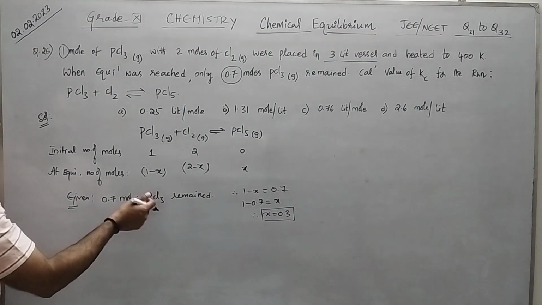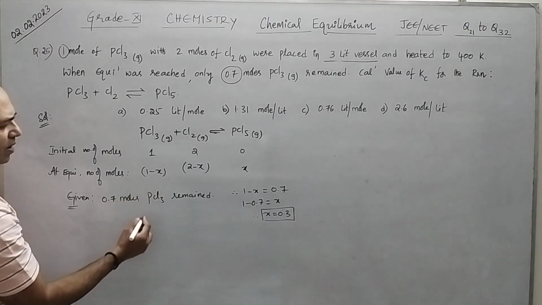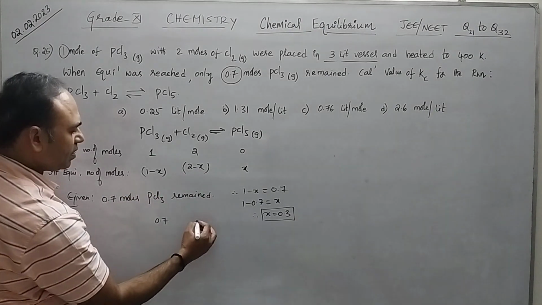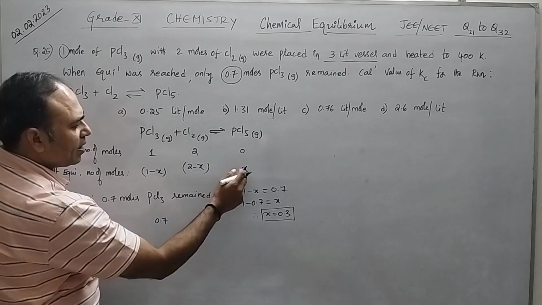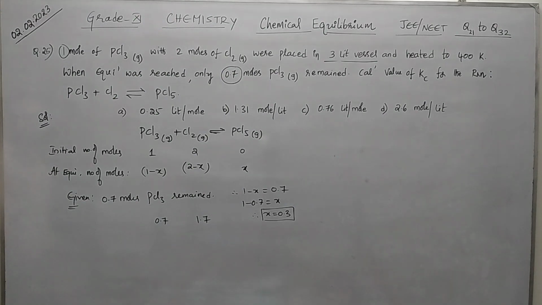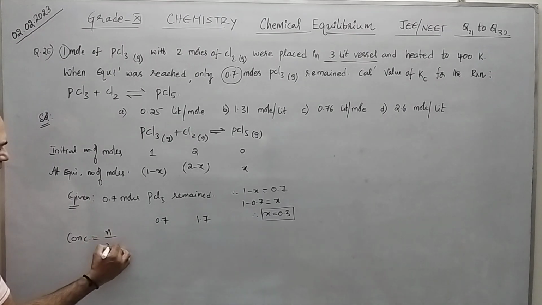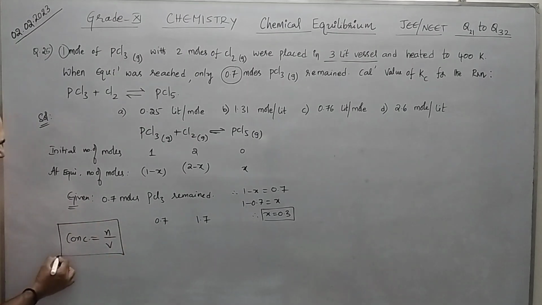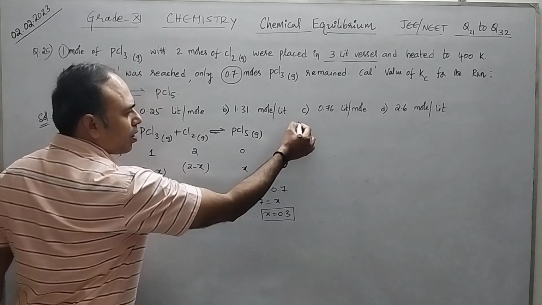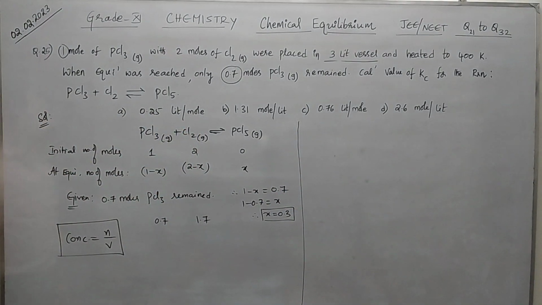Hope you have understood this. Now we can convert this. 1 minus x is nothing but 0.7, 2 minus x is 1.7, and x is nothing but 0.3. Already you have taken. Now, what is the concentration? Concentration formula, you know, is number of moles by volume. We need to find out the concentration, then only you will get the value of Kc. Hope you are clear up to this.